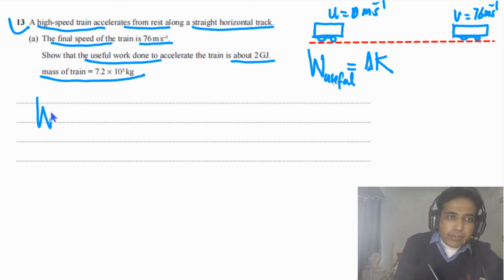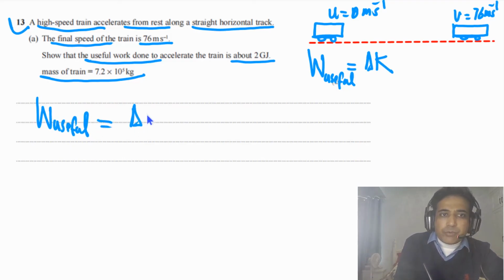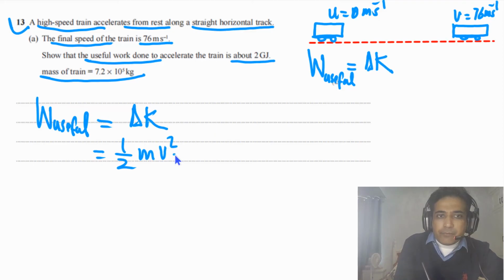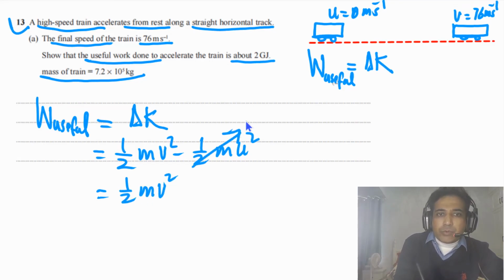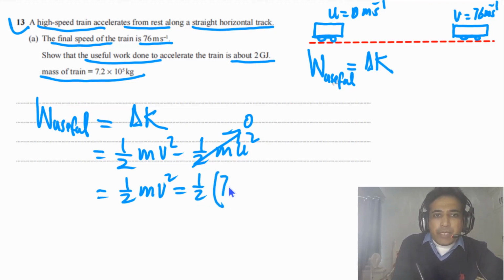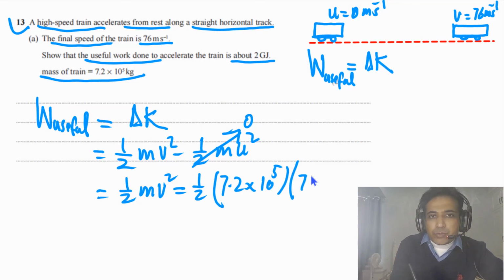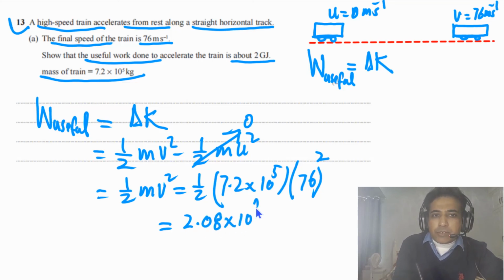So simply in this case, we can write down useful work done on train is equal to change in kinetic energy of the train, and change in kinetic energy of the train is equal to 1/2 mv square minus 1/2 mu square. So we have 1/2 mv square, because u is equal to 0, so this is also equal to 0. So we have 1/2 m is 7.2 times 10 to 5 kgs, and value of v is 76. So if we solve this one, we will get 2.08 times 10 to 9.